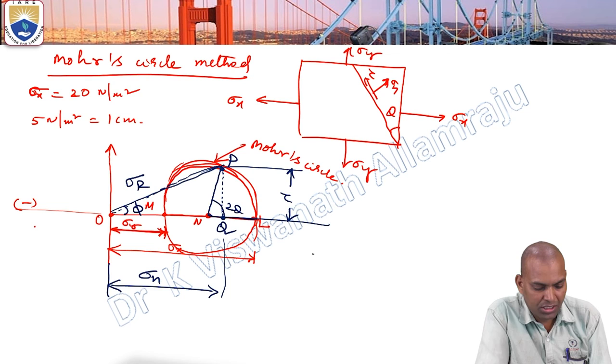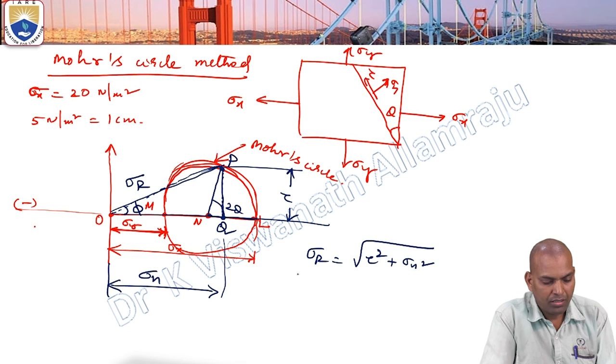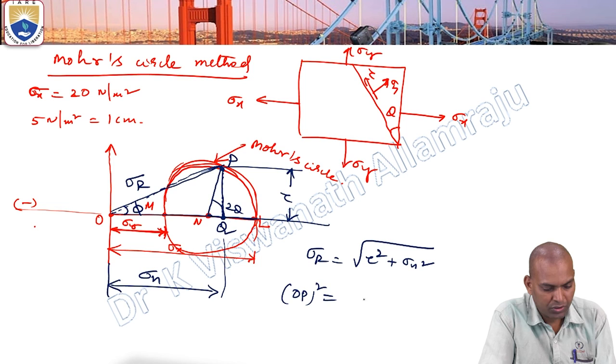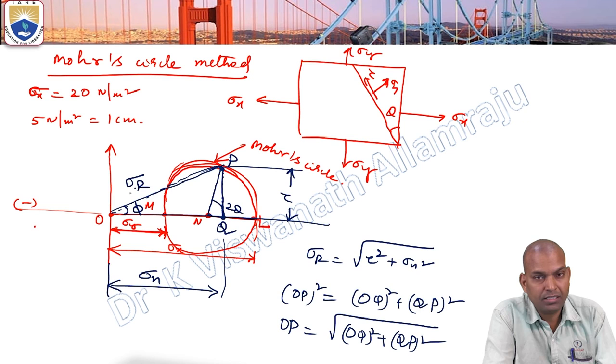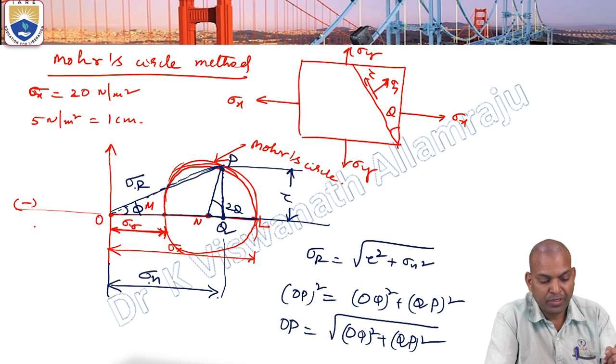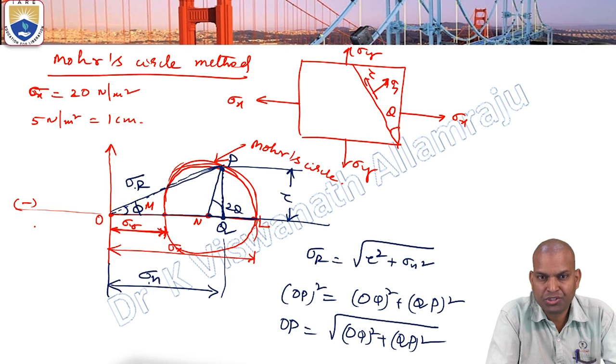Now, this is a right angle triangle, so resultant stress sigma R equals the square root of tau square plus sigma n square. That is OP square equals OQ square plus QP square. Then OP equals the square root of OQ square plus QP square. This OP is the resultant stress. Sigma n is the normal stress on the oblique plane, whereas tau is the shear stress on the oblique plane. This sigma n gives the principal stress value. Okay, directly we can measure it.